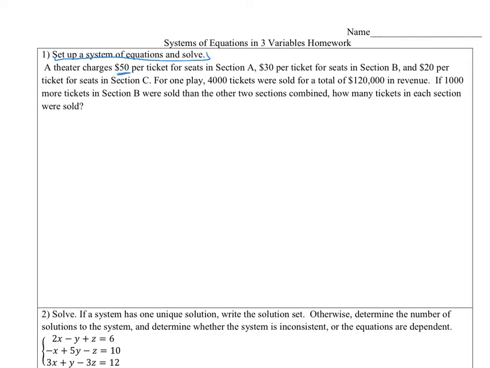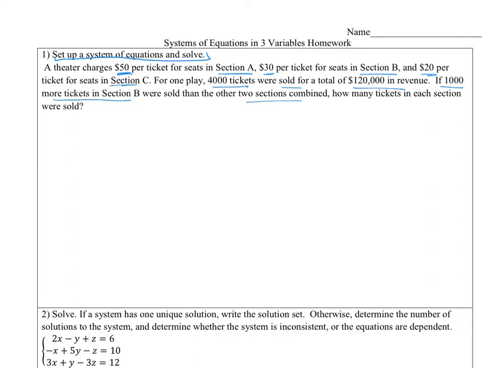A theater charges $50 per ticket for seats in section A, $30 per ticket in section B, and $20 in section C. For one play, there were 4,000 tickets sold, and it was $120,000 in revenue. And then there were 1,000 more tickets in section B sold than the other 2 sections combined.